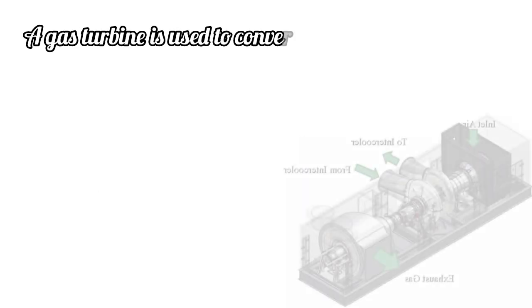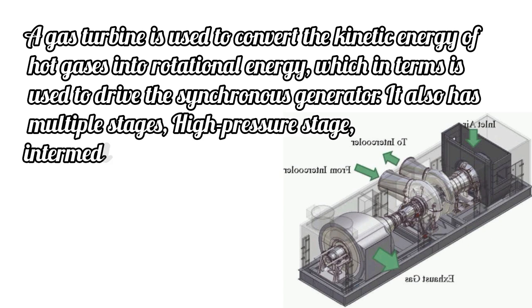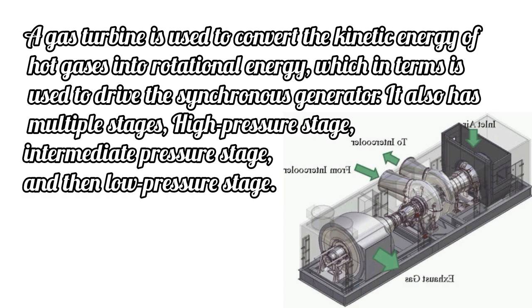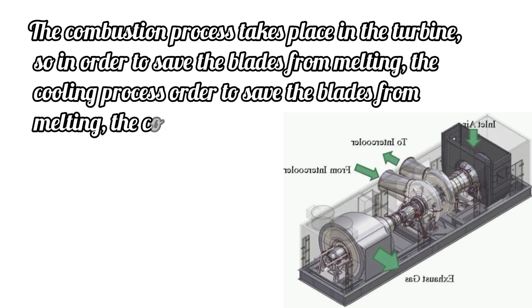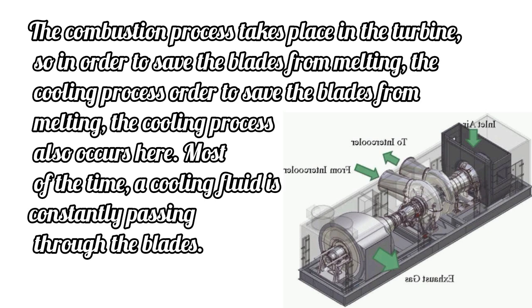Gas turbine. A gas turbine is used to convert the kinetic energy of hot gases into rotational energy, which in turn is used to drive the synchronous generator. It also has multiple stages: high pressure stage, intermediate pressure stage, and then low pressure stage. The combustion process takes place in the turbine, so, in order to save the blades from melting, a cooling process also occurs here. Most of the time, a cooling fluid is constantly passing through the blades.